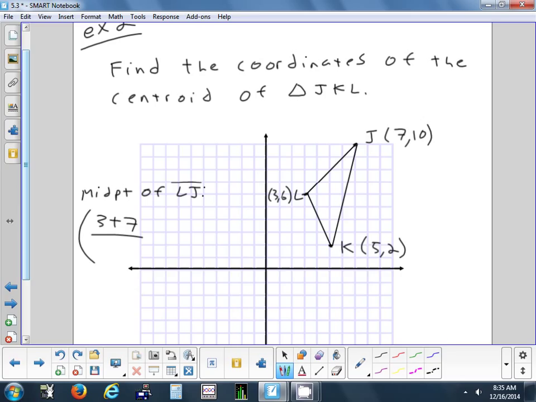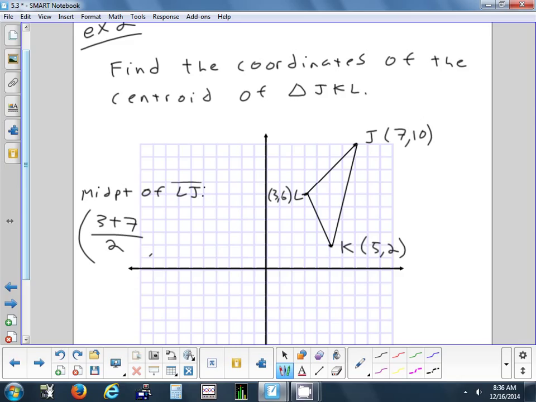So how do we average them? We're trying to find the midpoint of segment LJ. So we're trying to find what's in the middle of 3 and 7 and the middle of 6 and 10. We're going to find the midpoint of the x values, then we'll find the midpoint of the y values. So how do I find the midpoint of my x values? One x value is 3. The other one is 7. Yeah, divide by 2. Okay, so everyone remember how to do that?